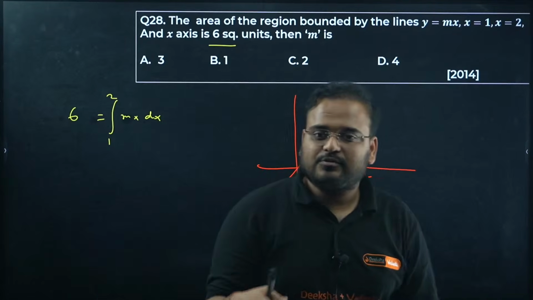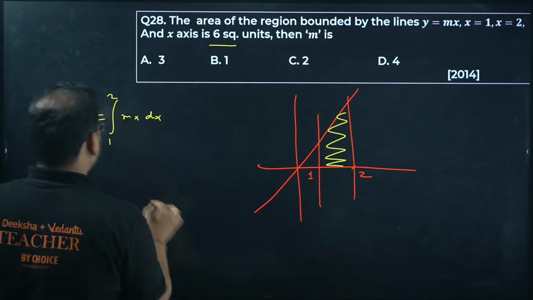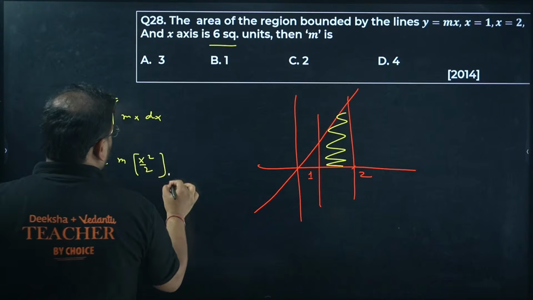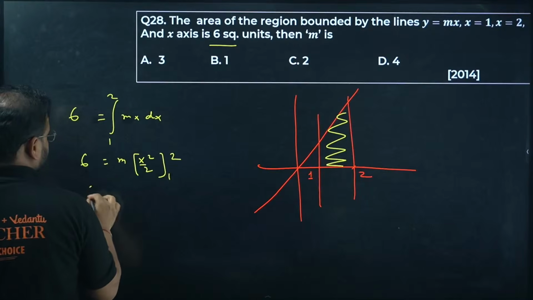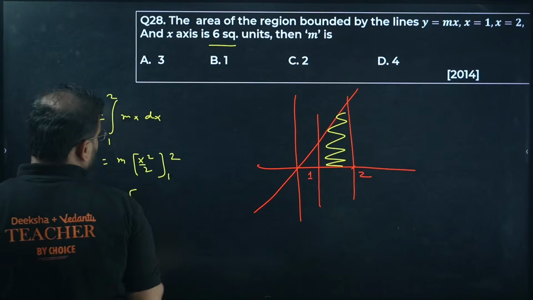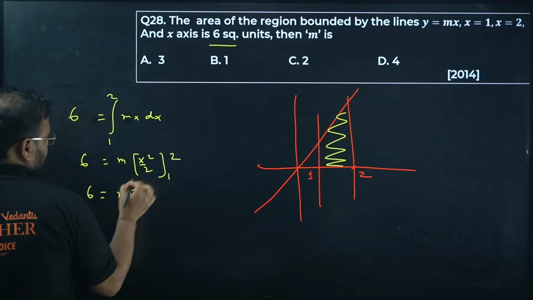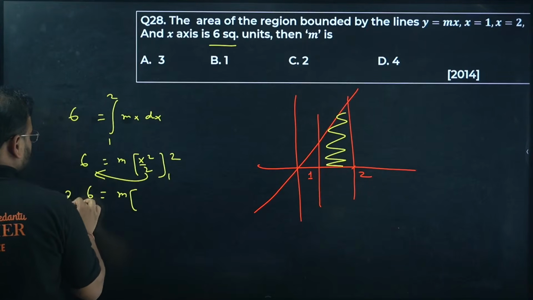Integrate mx dx from 1 to 2, the area is given as 6. Integrate, m is a constant, x square by 2 from 1 to 2, this is 6. We get this value as 2, can you do this? Can you bring this 2 on this side?